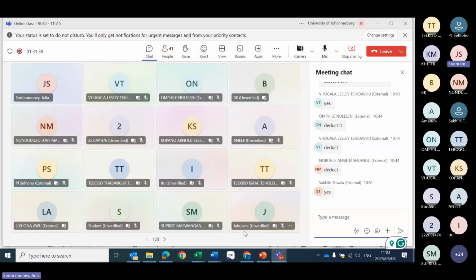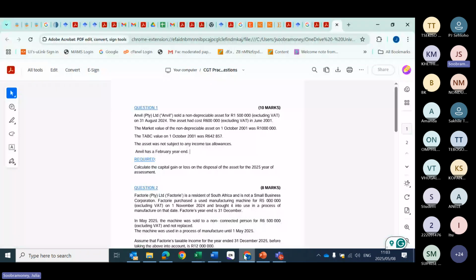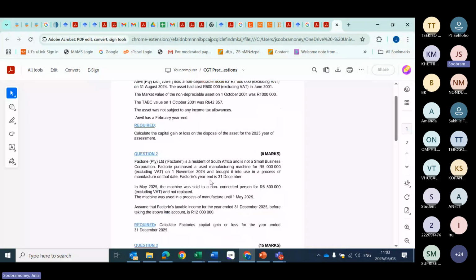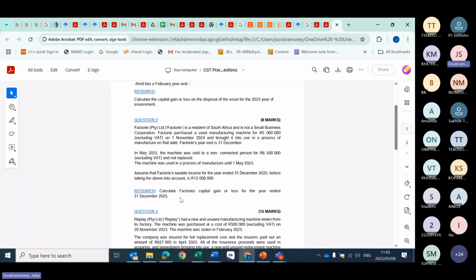Next question. So there's just 2 more questions. Calculate Factory's capital gain or loss for the year ended 31 December 2025. Factory is a resident of South Africa and is not a small business corporation. Factory purchased a used manufacturing machine for 5 million on 1 November 2024 and brought it into use in the process of manufacturing on that date. Factory's year end is 31 December. In May 2025, the machine was sold to a non-connected person for 6.5 million and it was not replaced.